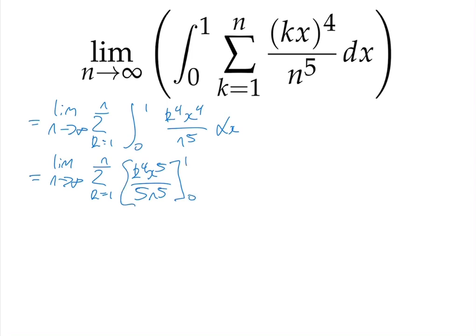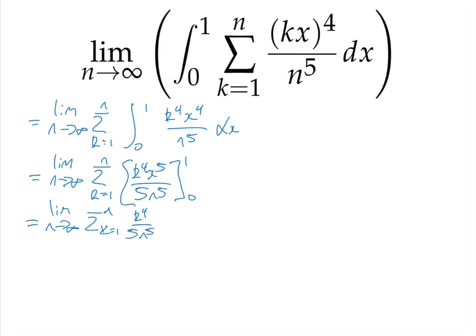When we stick a 1 in, we're going to have 1 to the power of 5, which is just 1. And when we stick a 0 in, we're going to get 0 to the power of 5, which is just 0. So this entire thing evaluates to be k to the 4 over 5n to the 5. So that's the next line, we'll put that in there. So we've got the limit, as n goes to infinity, still the same summation from k equals 1 to n. But now all we've got in here is k to the 4 over 5n to the 5.